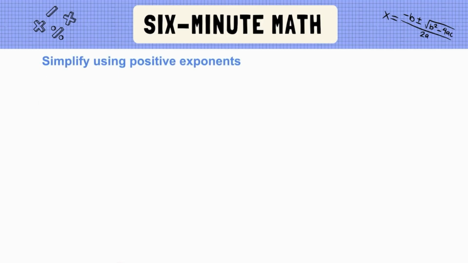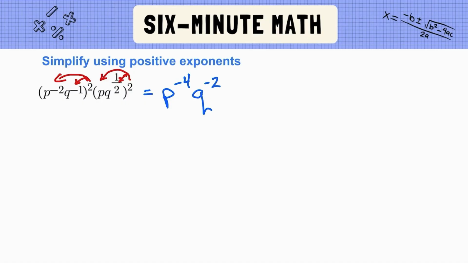Let's check out another example. In this case, I'm going to multiply my 2 in to each item in my brackets. Negative 2 times 2 is going to be p to the negative 4. And negative 1 times 2 is q to the negative 2. P squared. And lastly, q to the 1 over 2 times 2 is just going to be q.